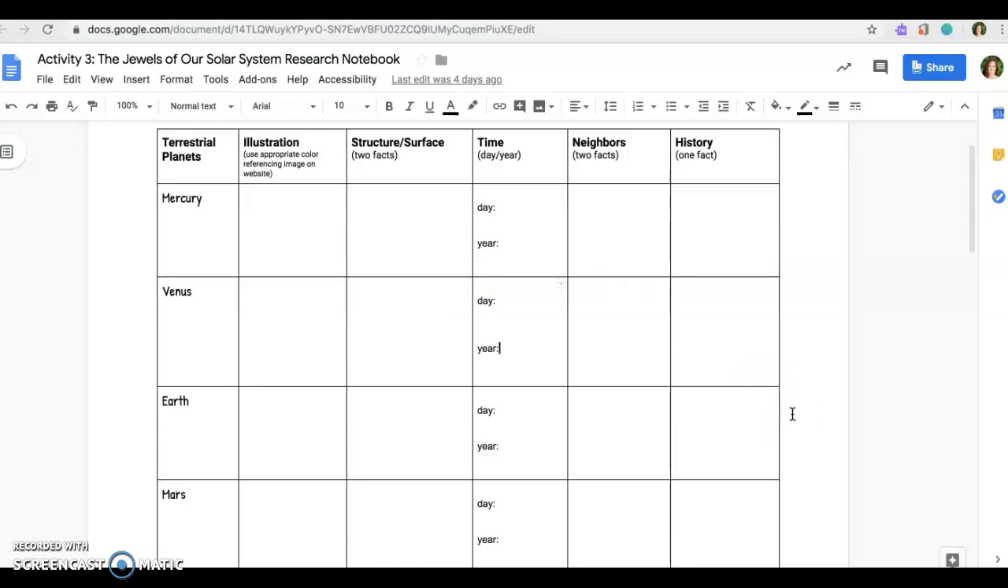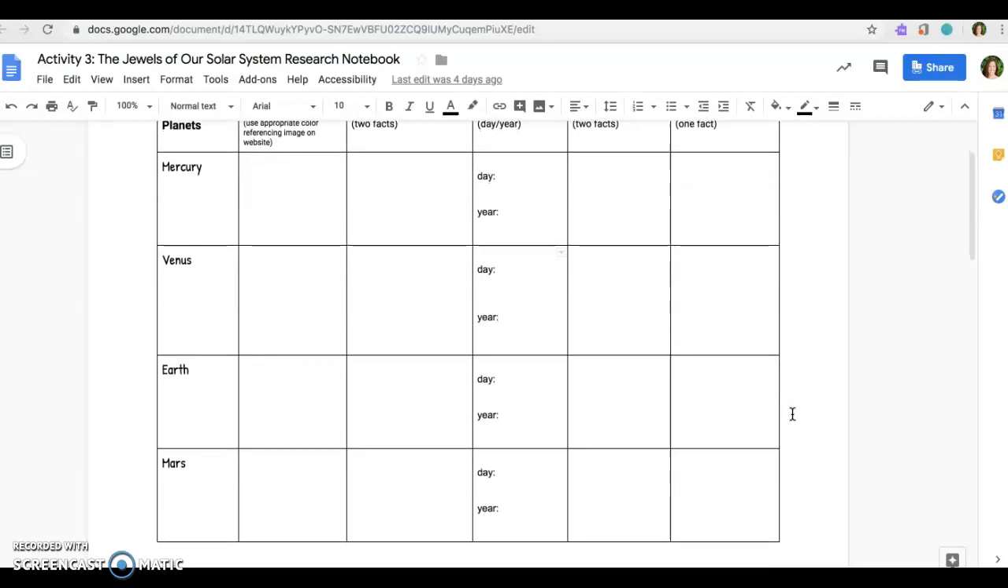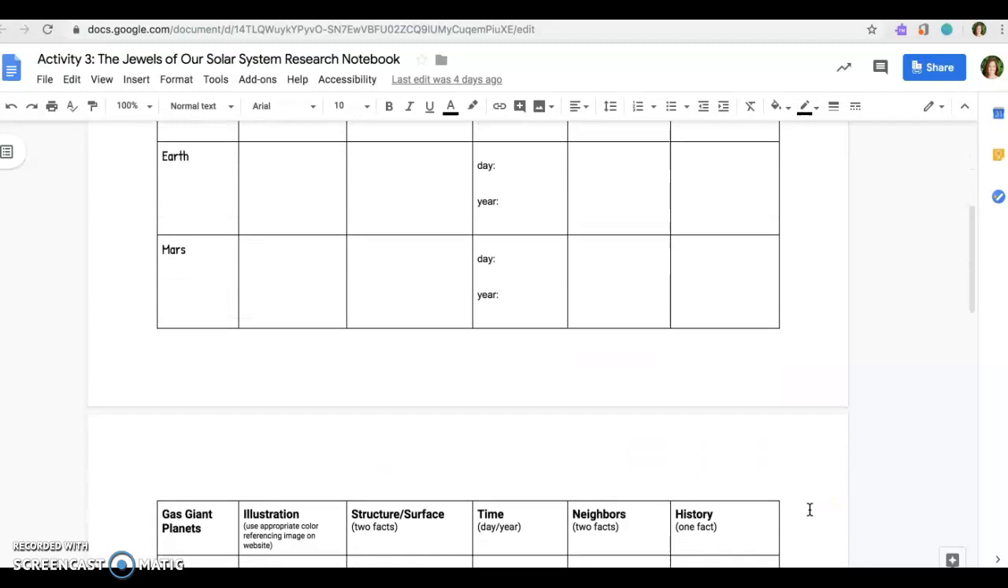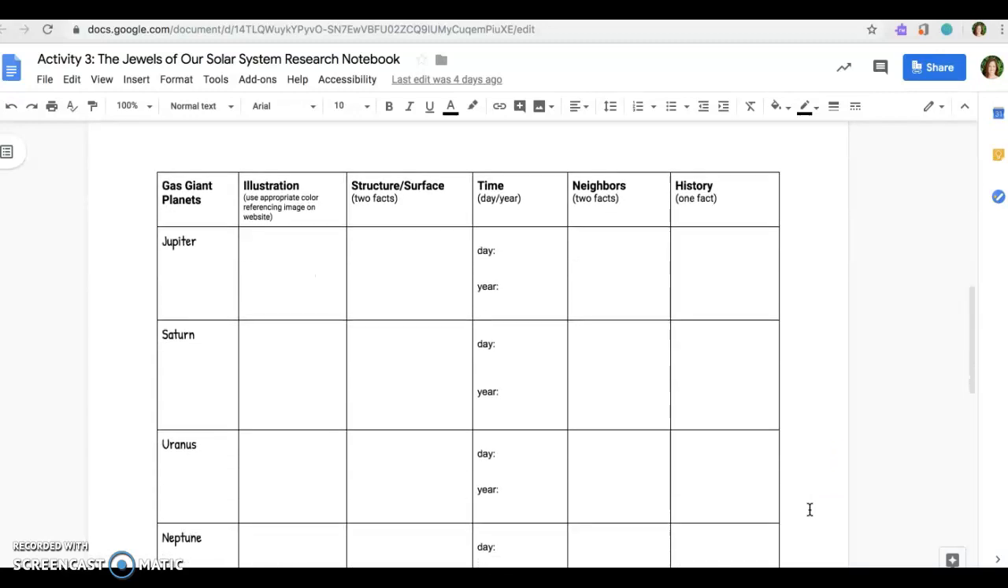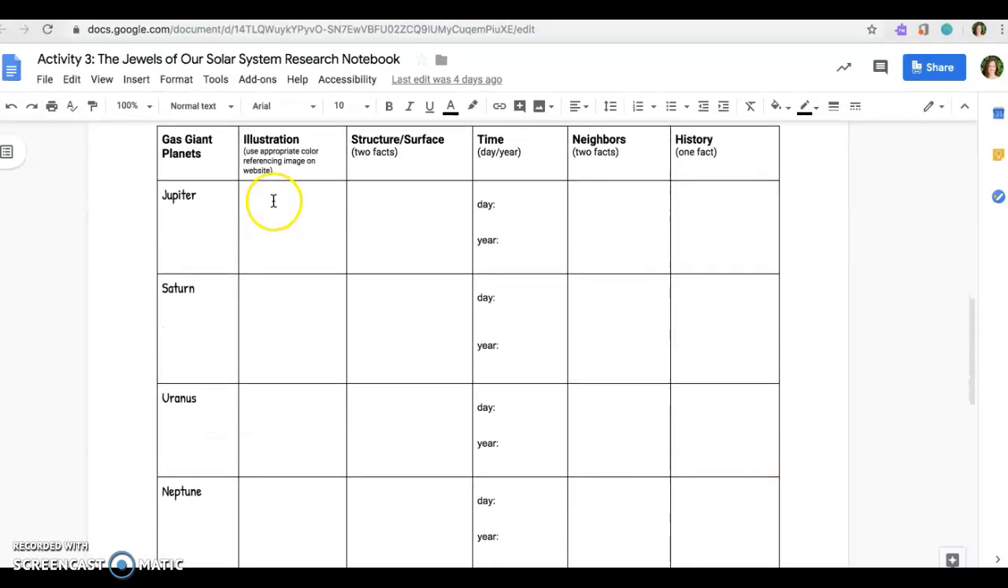Okay, so as I was saying, you've already completed Mercury, Venus, Earth. You're going to start with Mars today. And then I want to show you that when you're done with that, this is the chart that you will be getting from your substitute, which you can see is the gas giant planets.